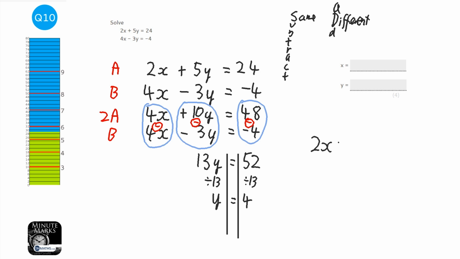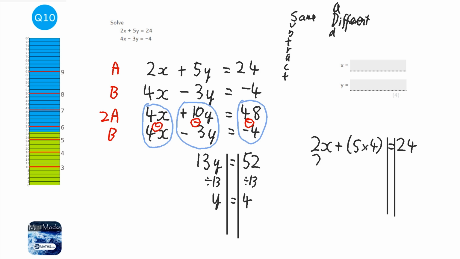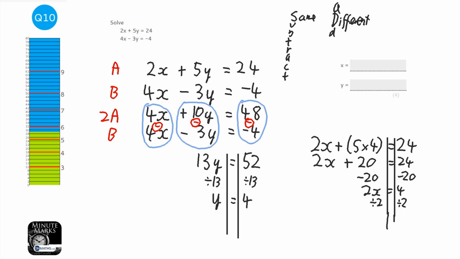So 2x plus 5 times 4, because we know that y is 4, equals 24. And again, put my lines in. So it's 2x plus 20 equals 24. Take away 20 from both sides. 2x equals 4. Divide both sides by 2. Extend my lines a little bit, and x equals 2.